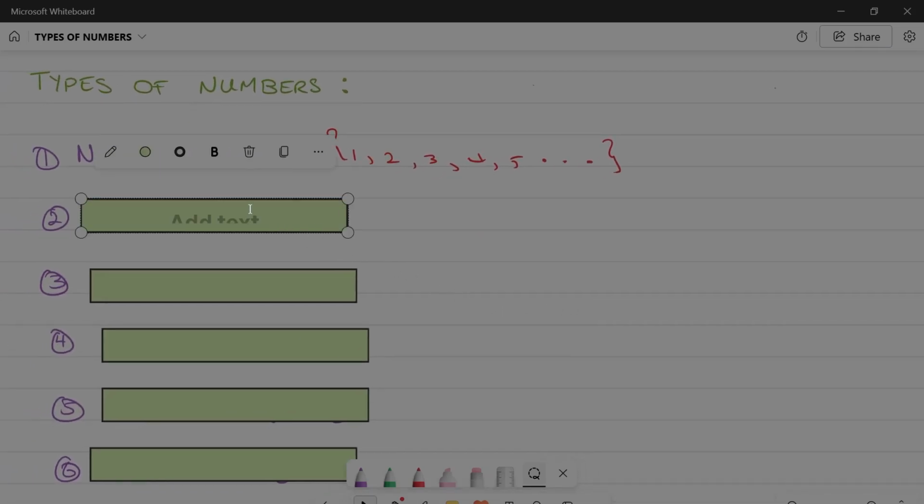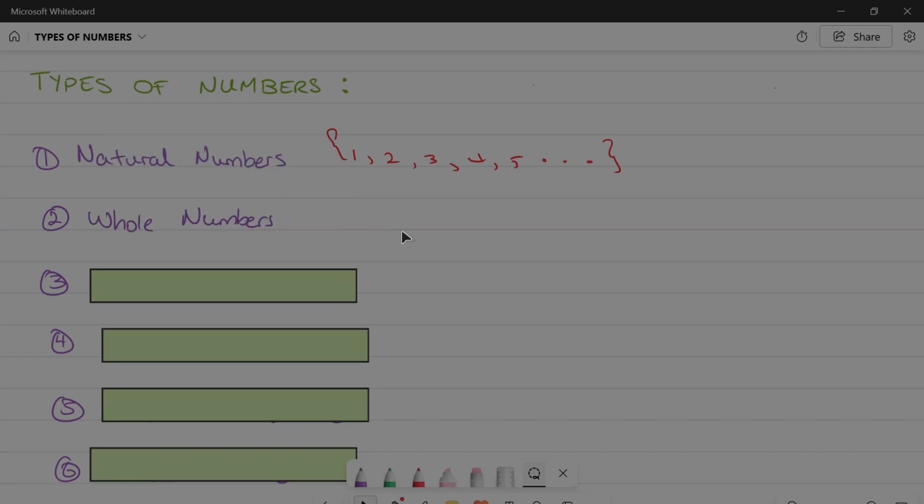The next type of number we have is called whole numbers. So whole numbers include all natural numbers as well as 0. The only difference between whole numbers and natural numbers is that whole numbers include 0. So whole numbers include 0 as well as all natural numbers: 1, 2, 3, 4, 5, and continuing onwards.